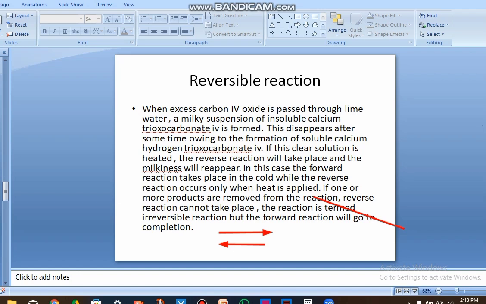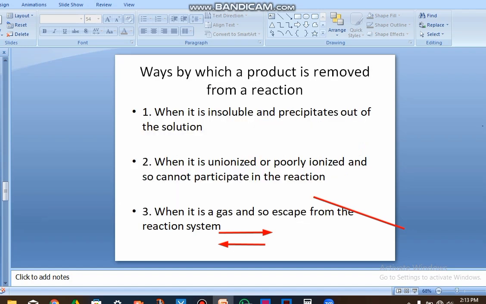Let me cancel this. So look at the ways by which a product is removed from a reaction. How can a product be removed from a reaction? So number one, when it is insoluble and precipitates out of the solution. Because when it is insoluble, it cannot react. You must, when a reaction occurs, have all the reactants soluble. They must come together.